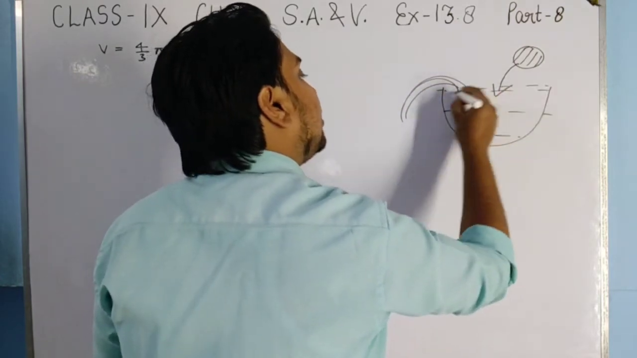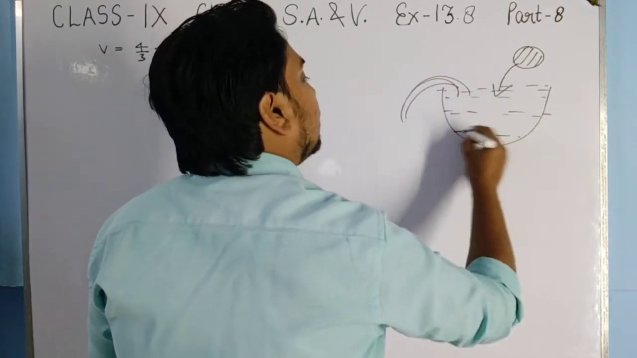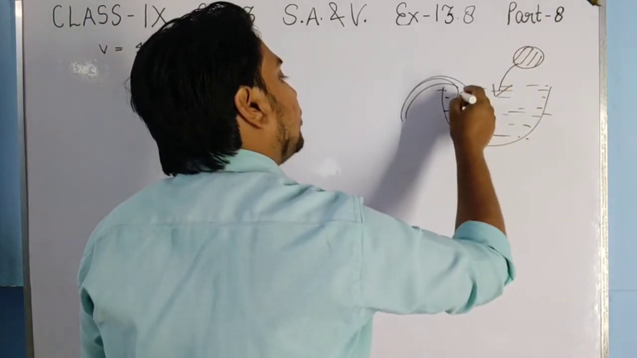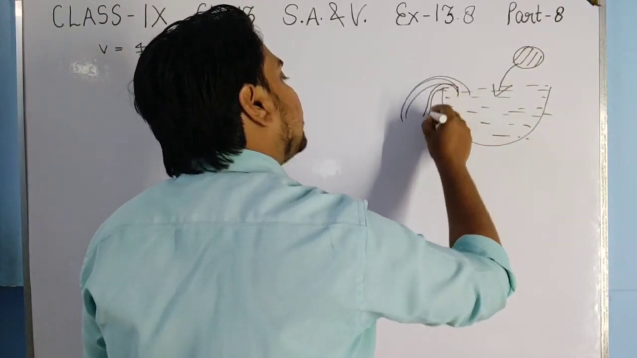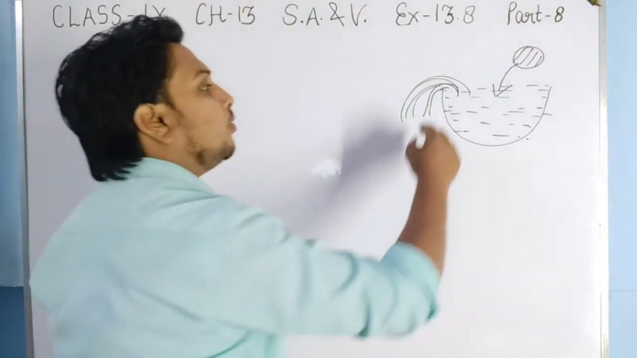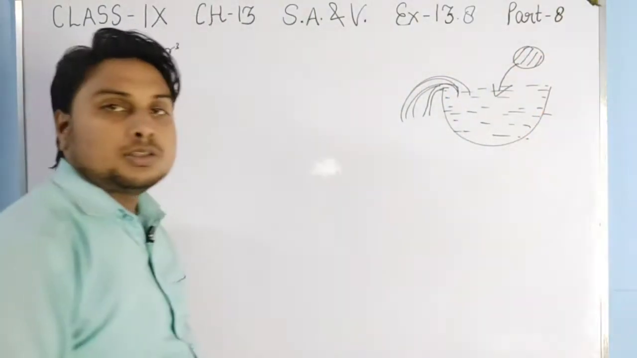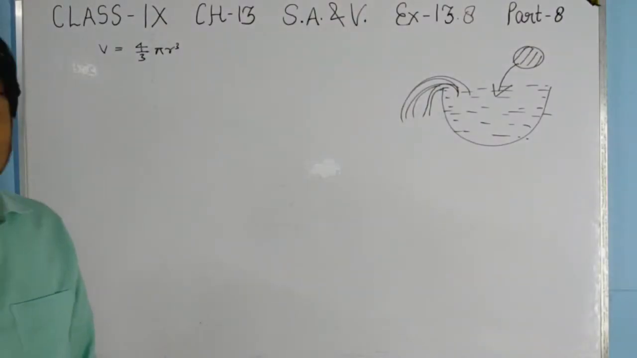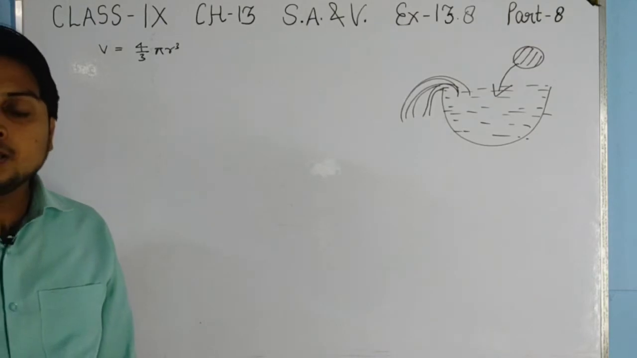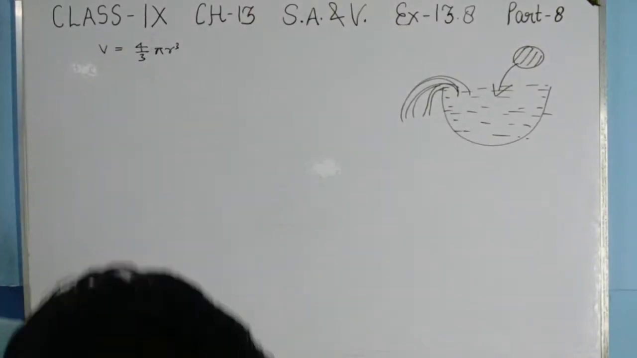Suppose this vessel is filled completely with water. If you put any solid into it, the amount of water which will flow outside of this vessel will be equal to the volume of this solid. So here also you have to tell how much water will be displaced by this solid sphere.